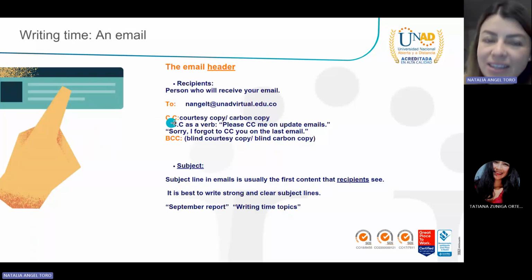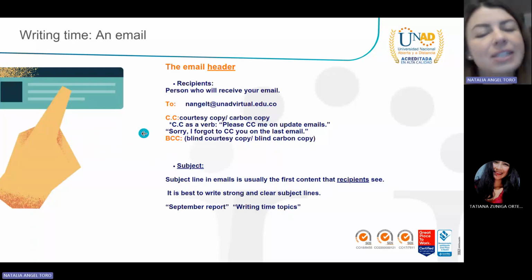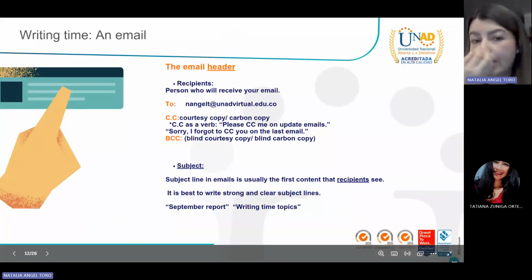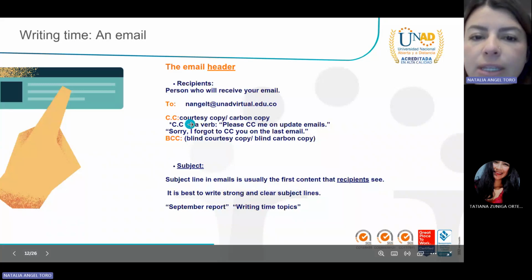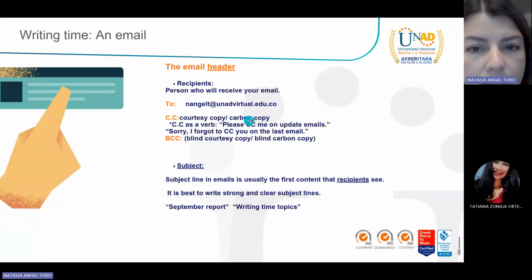So, CC, in Spanish we say it con copia. So, to es para la persona a la cual va dirigida, our recipient. Y CC, en Spanish, we say it con copia. Entonces, le enviamos a alguien, pero le queremos copiar a otra persona, ¿cierto? Entonces, por ejemplo, le enviamos a nuestro profesor y le copiamos al rector para que el rector esté enterado de que le enviamos algo al profesor. But in English, it is called courtesy copy or carbon copy.